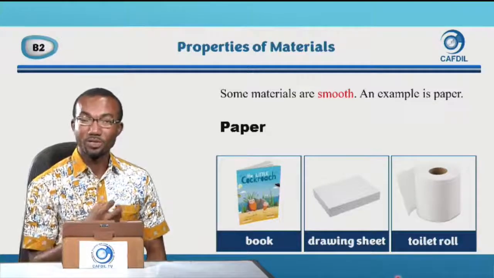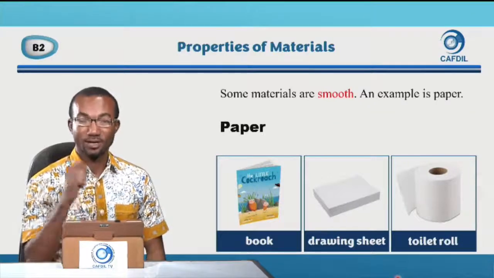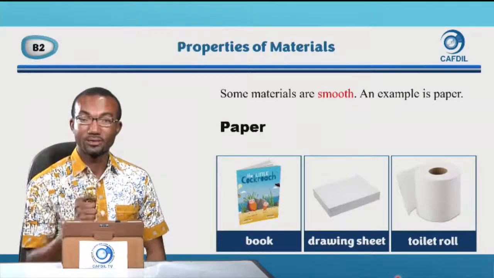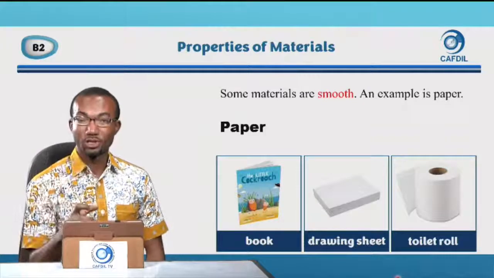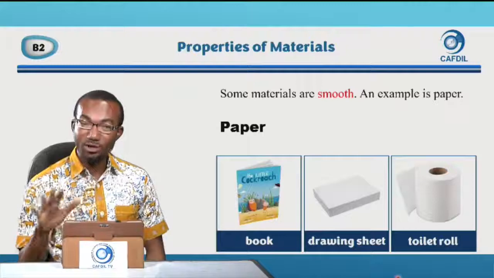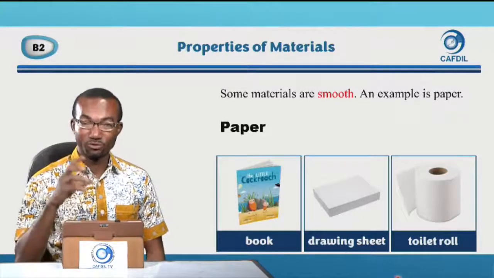So one of the properties of materials is that some materials are smooth. Some are rough and some are smooth. So if you want to make any object, you look at the property of the material before you use it.